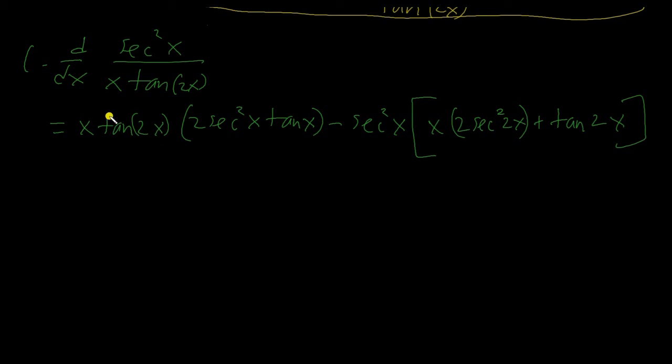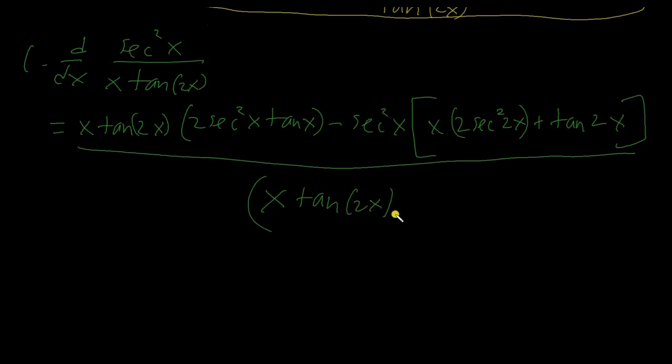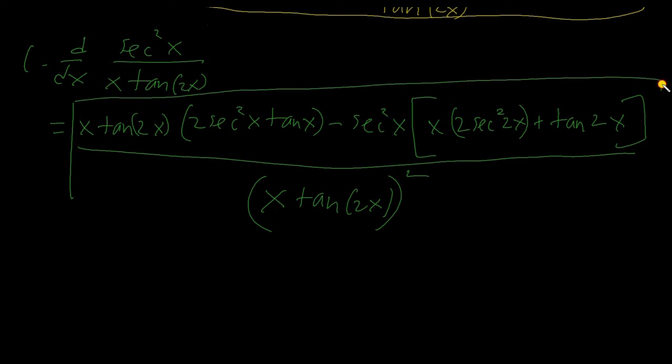And then we have bottom times the derivative of the top minus the top times the derivative of the bottom, and this whole thing is going to be divided by the bottom squared, so x tangent of 2x squared. Okay, and that is our answer for part C.